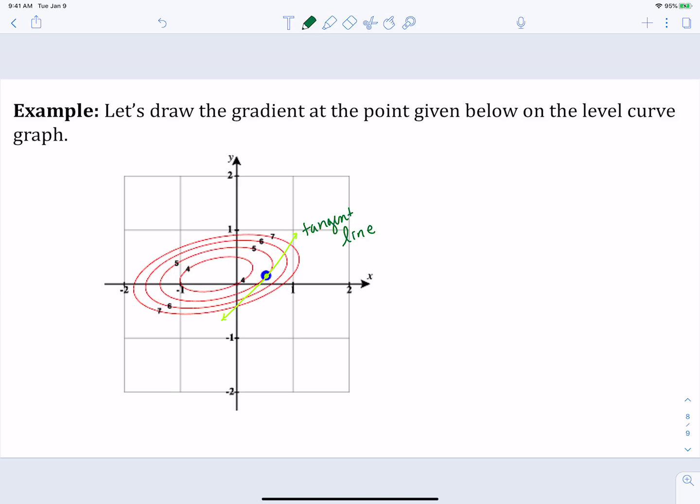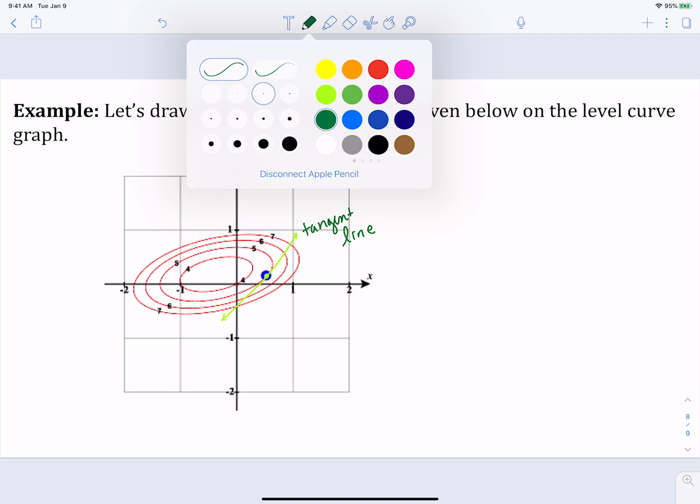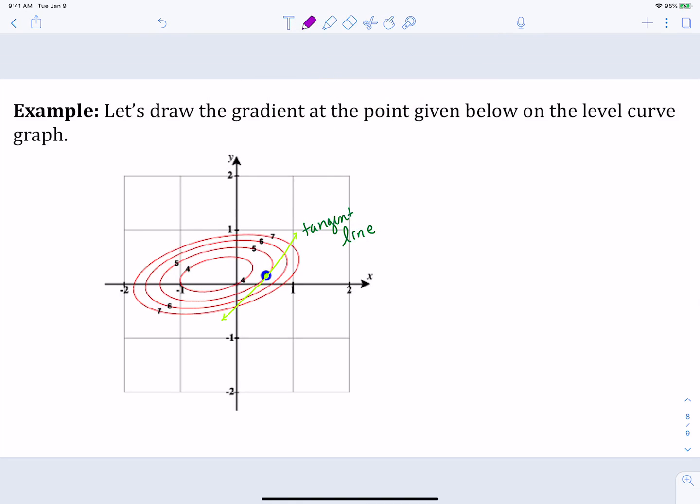The gradient is going to be perpendicular to that tangent line, and we need to be going uphill. The gradient's going to go uphill. It's giving you your greatest rate of increase. So if we look at these level curves, this first one here is 4, this one that we're sitting on is 5, this one's 6, and this one's 7. So it's going to have to go in the direction of that 6 and 7, because that means we're going uphill, that our outputs are getting bigger, our elevation is getting bigger. So this is the gradient.